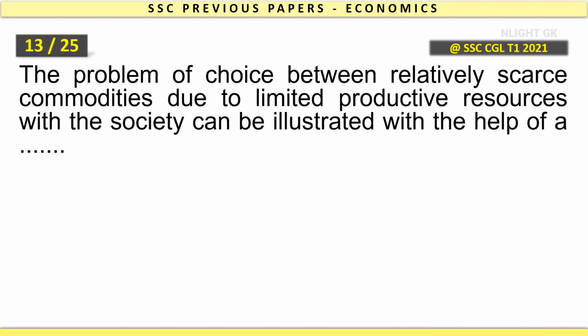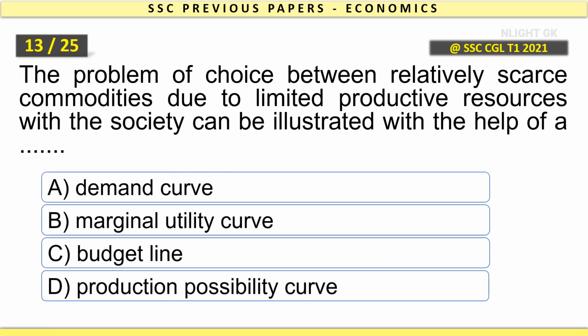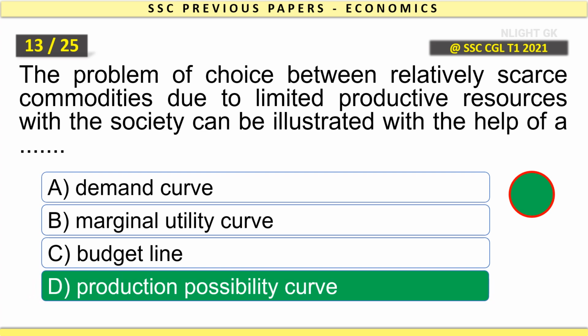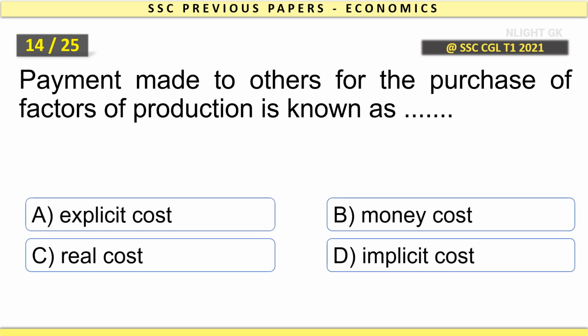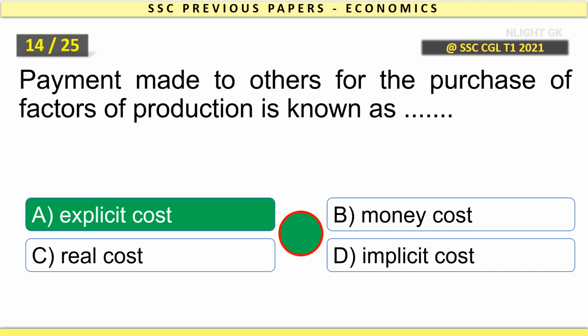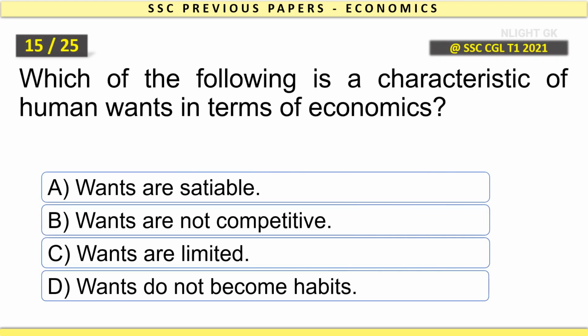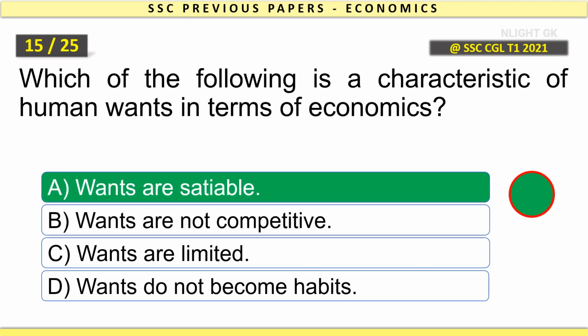The problem of choice between relatively scarce commodities due to limited productive resources with the society can be illustrated with the help of a production possibility curve. Payment made to others for the purchase of factors of production is known as explicit cost. Which of the following is a characteristic of human wants in terms of economics? Wants are satiable.